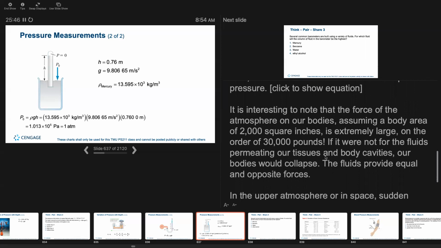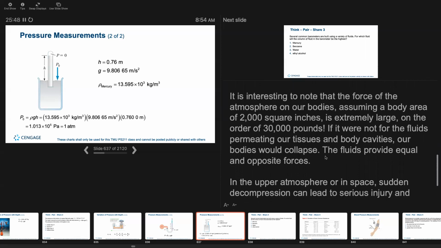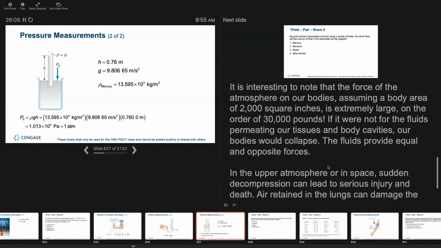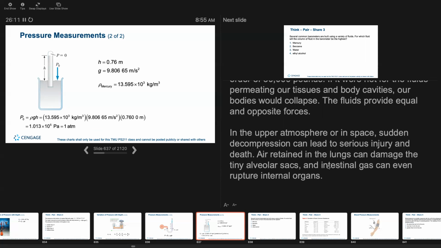It is interesting to note that the force of the atmosphere on our bodies, assuming a body area of 2,000 square inches, is extremely large, on the order of 30,000 pounds. If it were not for the fluids permeating our tissues and body cavities, our bodies would collapse. The fluid provides equal and opposite forces. In the upper atmosphere or in space, sudden decompression can lead to serious injury and death. Air retained in the lungs can damage the tiny alveolar sacs, and intestinal gas can even rupture internal organs.